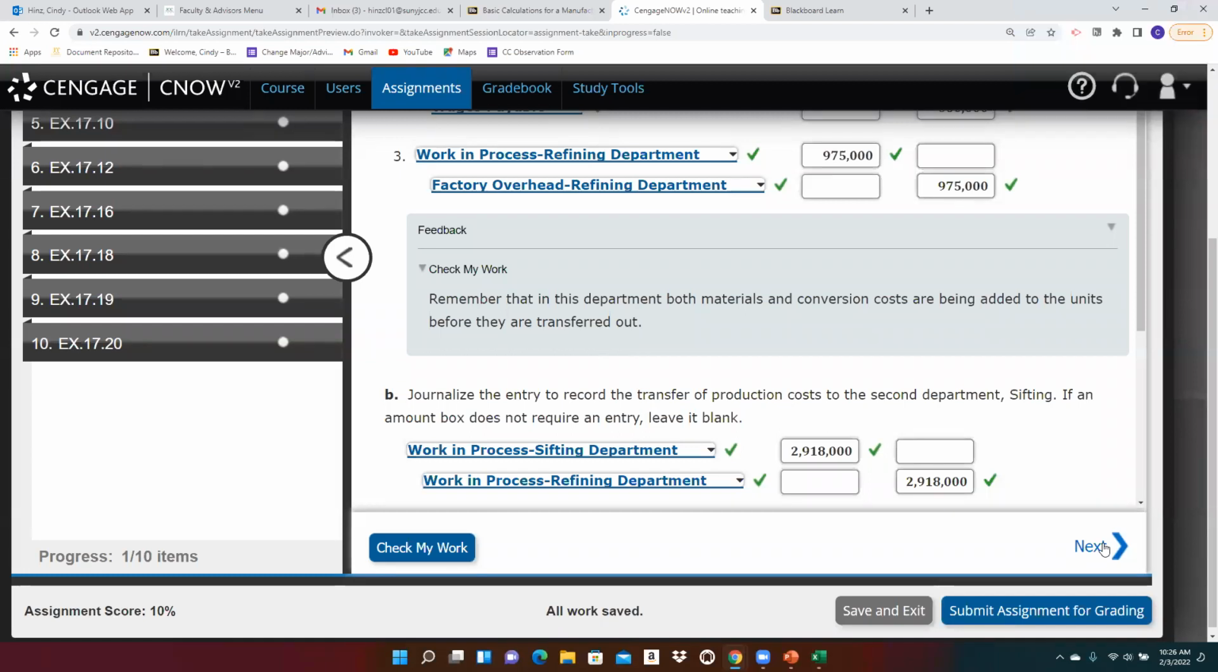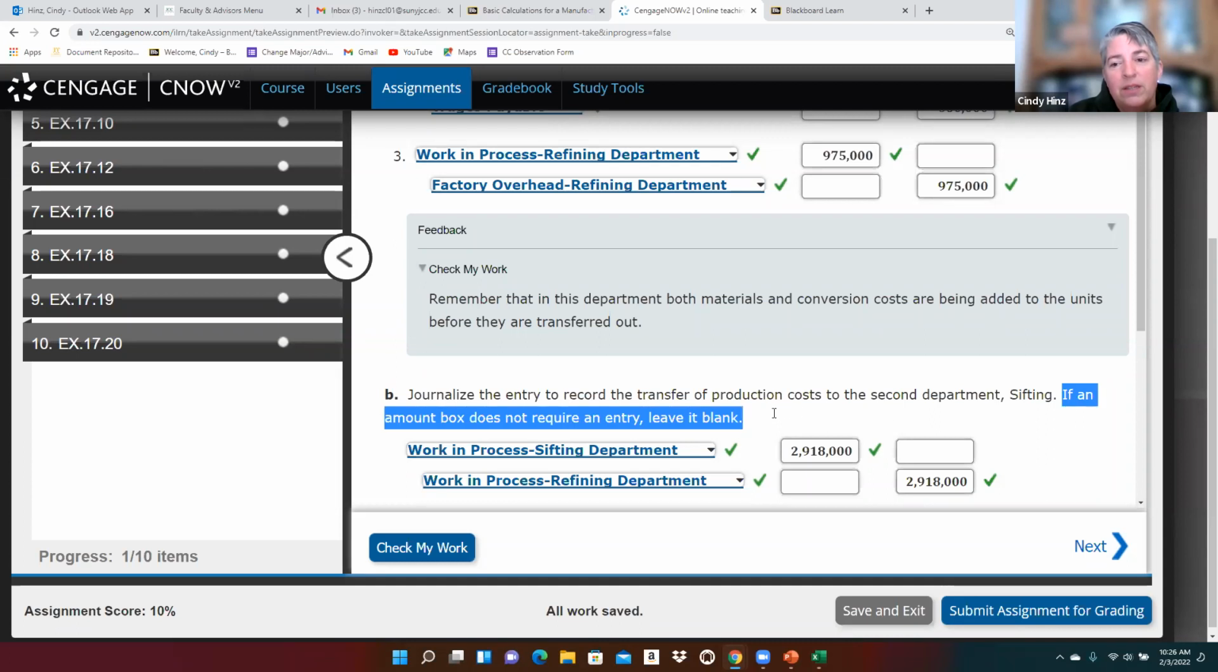How will that work for the exams though? If there's no check my work and we just want to know if we should fill in that blank. Yeah, so on the exam, you would just have to know if you need something in there. So most of the time, actually all of the time that it's relevant, it gives us this information. If an amount box does not require an entry, leave it blank. So specifically what happened with this student yesterday is there was a box that should have had a 0 in it.